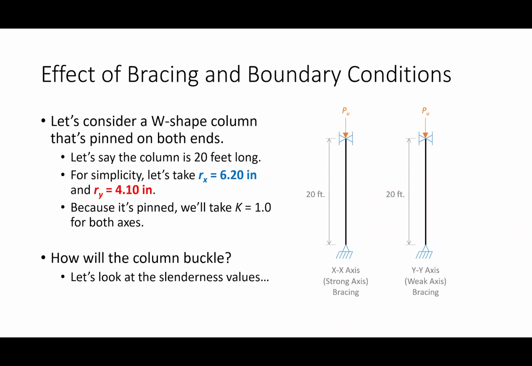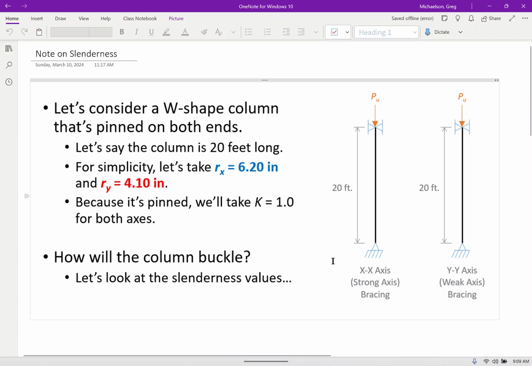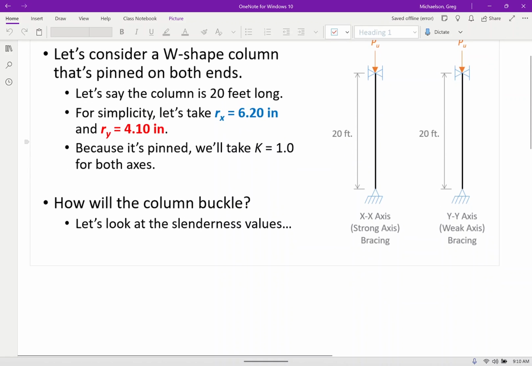Now, let me make a simple case for how bracing works, okay? So I need y'all's help on this. I just made this problem up. Let's consider a W shape that is pinned on both ends. When I say pinned on both ends, I'm talking about it's pinned on the bottom and pinned on the top, and it's pinned in all directions. So I'm basically taking this and doing exactly what I'm doing here with this little rubber I-beam. Now let's say for the sake of discussion that the column is 20 feet long, and I went ahead and gave you some Rx and Ry values. Let's say Rx is 6.2 inches and Ry is 4.1 inches. Let's see if we can determine how the column is going to buckle. We're going to do that by looking at the slenderness values. Okay? So let's work this out.